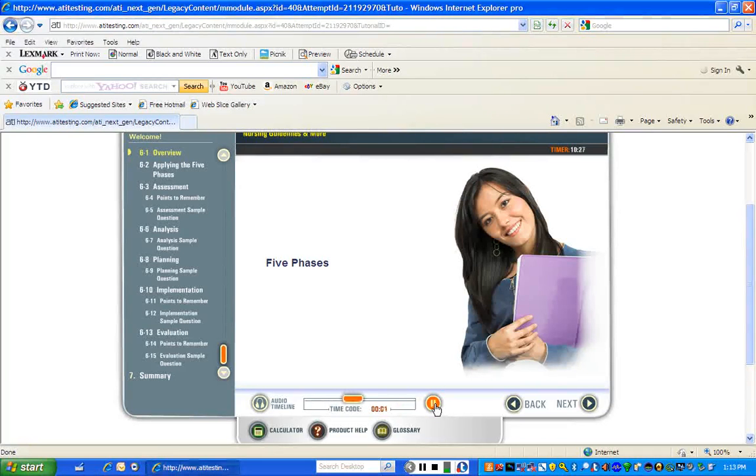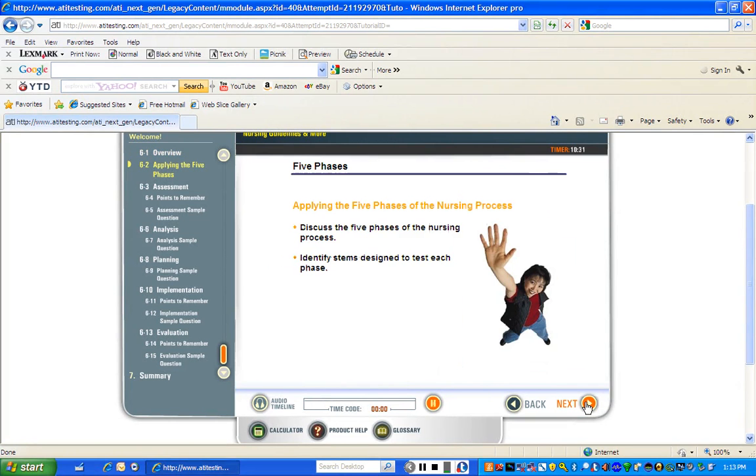Welcome to the 5 phases of nursing process. In this section of the program, we will discuss the 5 phases of the nursing process and how they are incorporated into nursing exam questions.